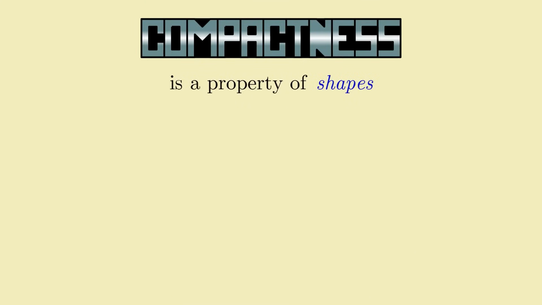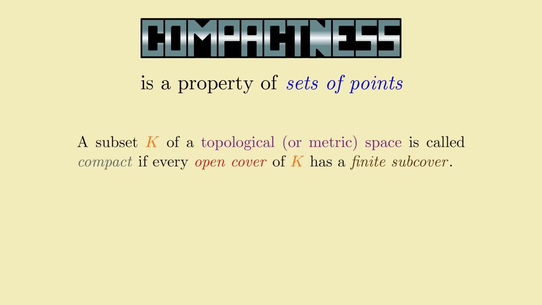Compactness is a property of shapes, or to be more precise, of sets of points in some kind of space. This time, for a change, how about we just take a look at the formal definition right off the bat? A pretty standard definition of compactness would go something like this. A subset K of a topological, or metric, space is called compact if every open cover of K has a finite subcover. Alright, now let's go and unpack this definition.